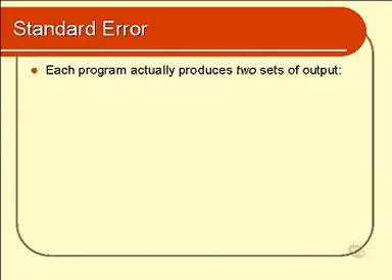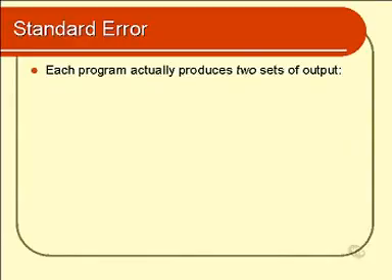If you recall from the earlier part of this chapter, we talked about standard input and standard output. Well, I'm now going to introduce a third type of standard, something called standard error. It turns out that each program actually produces two separate sets of output. They both end up going to the screen by default, so typically we're not aware that there are actually two different sets, they just appear to be one set.